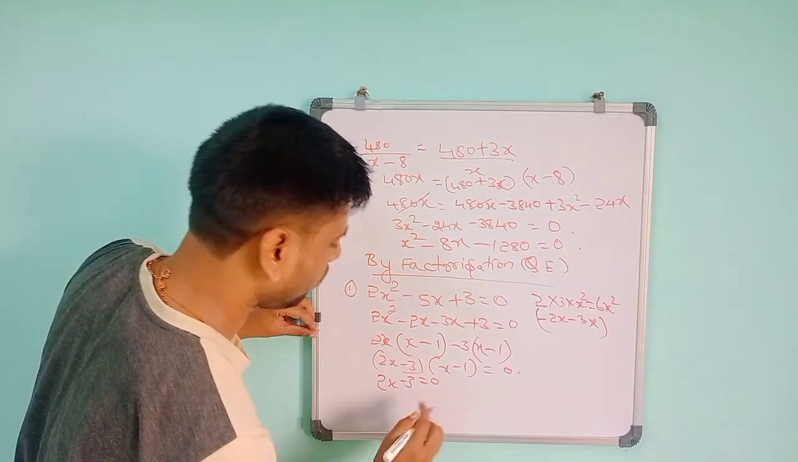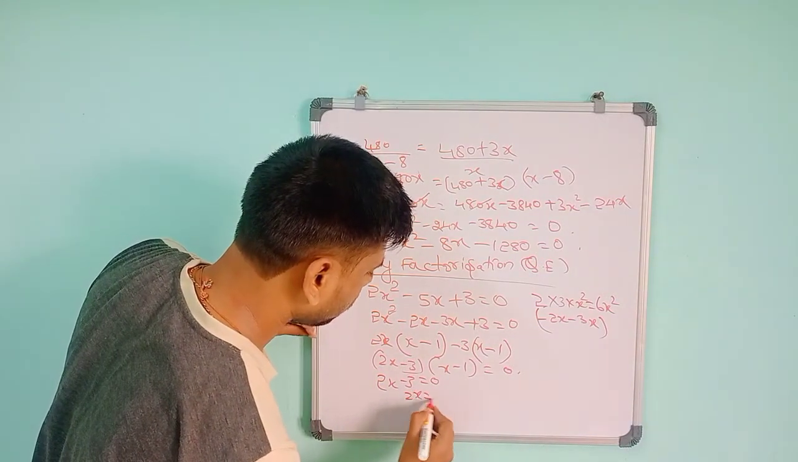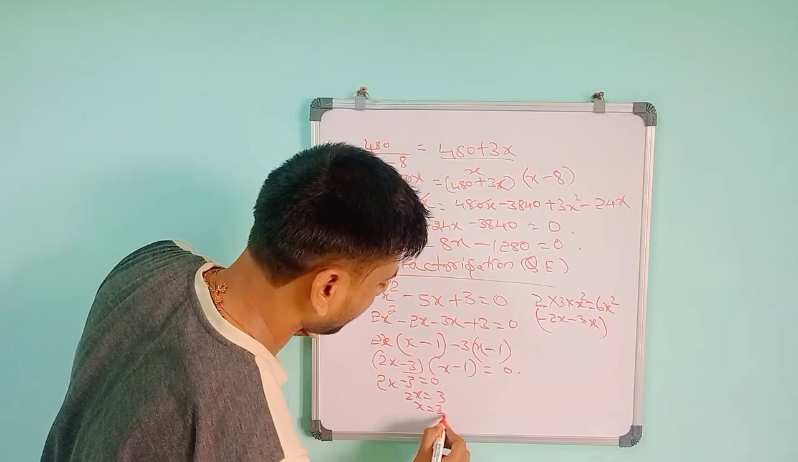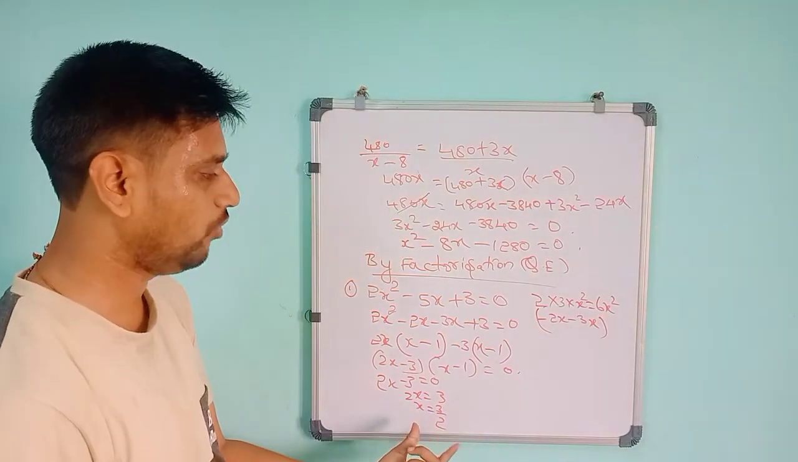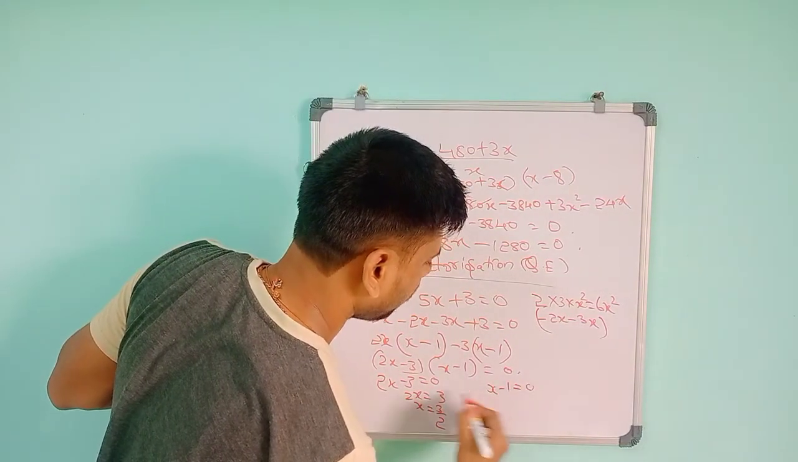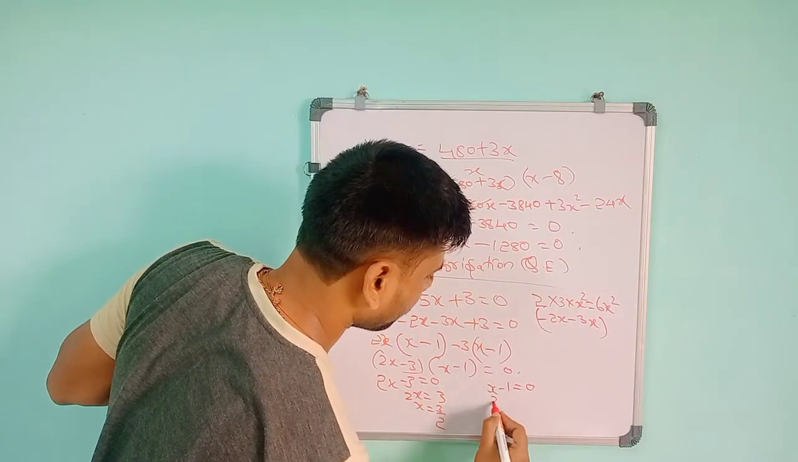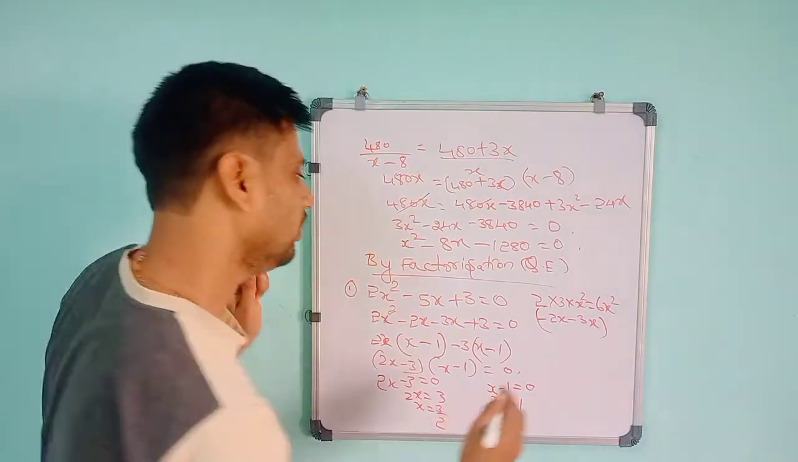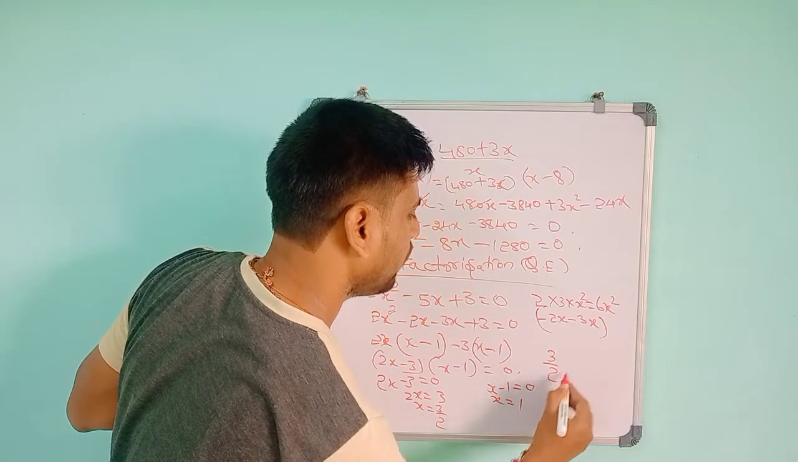So 2x minus 3 is equal to 0. Then 2x is equal to 3, so it comes this side. x is equal to 3 by 2. So one root value is 3 by 2, and again x minus 1 is equal to 0. If you go that side, it will become plus 1. So 3 by 2 and 1 are the roots of the equation.